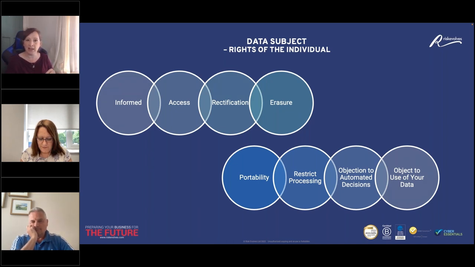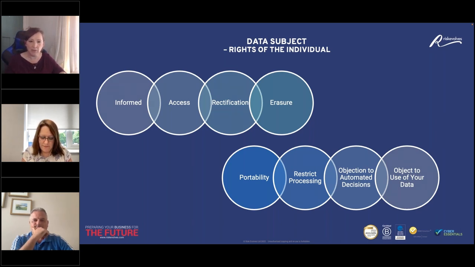If the data has been collected because somebody's consented, then you would potentially have to delete that. So we do have that right to erasure. Now, those rights have been around for a long time. They weren't just brought in with GDPR. They were around pre-GDPR. There was a new one that was brought in with GDPR, though, which is this next one, the right to data portability.